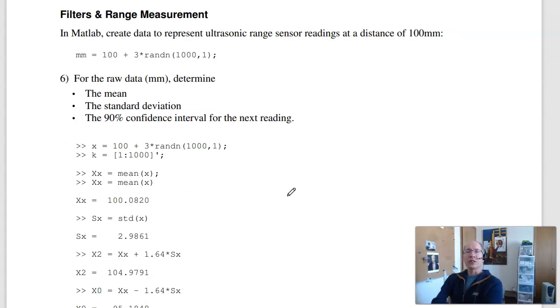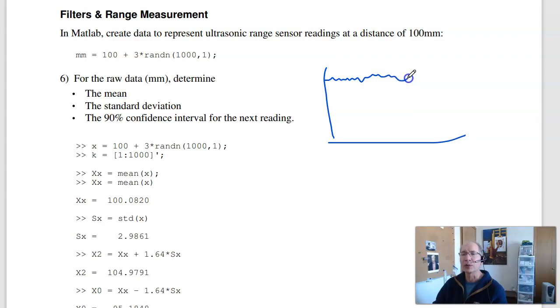This is one thing you can do with filters. Suppose I have an ultrasonic range sensor. If I'm measuring something at 100 millimeters, the measurement will be 100, and there's going to be a little bit of noise on it. Experimentally, the standard deviation was about 3. So this is kind of a fictitious way of creating range sensor data.